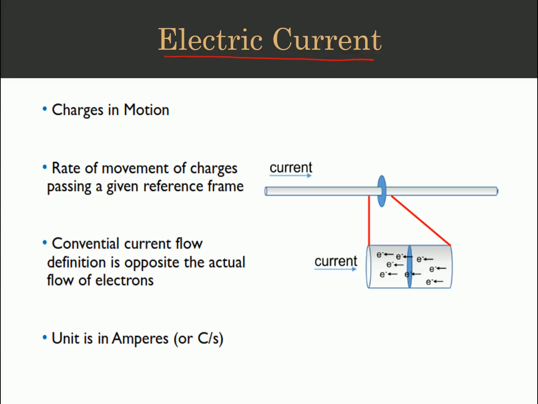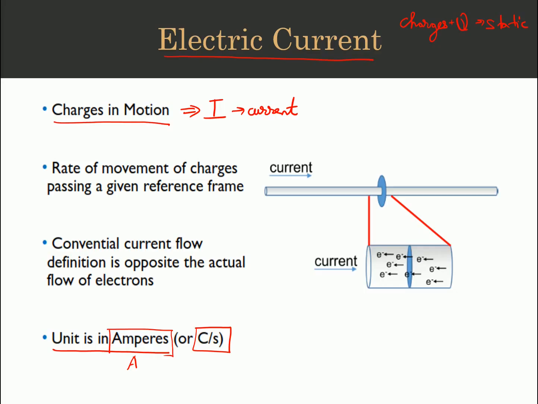So we already know about this topic, but before going to current, keep in mind that we discussed charges in the static position. All our discussion previously has been on static charges, but what happens if these charges start to move? Whenever charges are in motion, it gives rise to something we call current, represented by the symbol I, and it has the unit of amperes, also coulombs per second, but in most of the literature we use the unit of amperes with the symbol A.